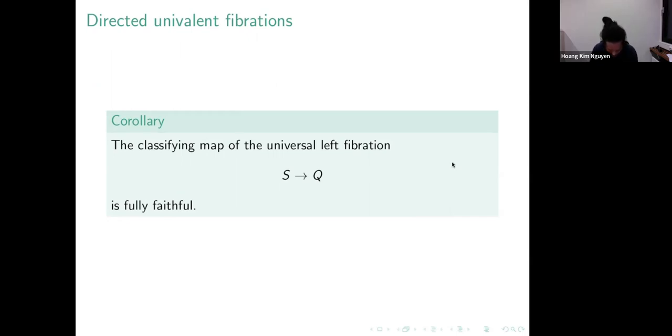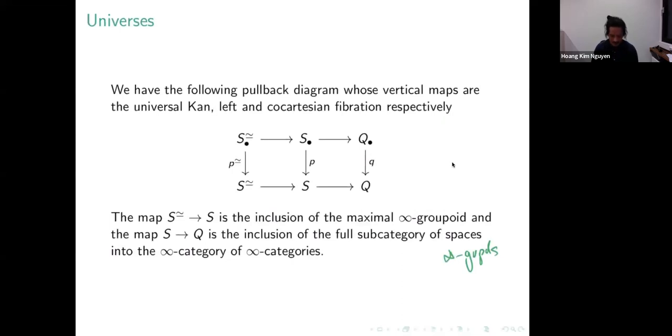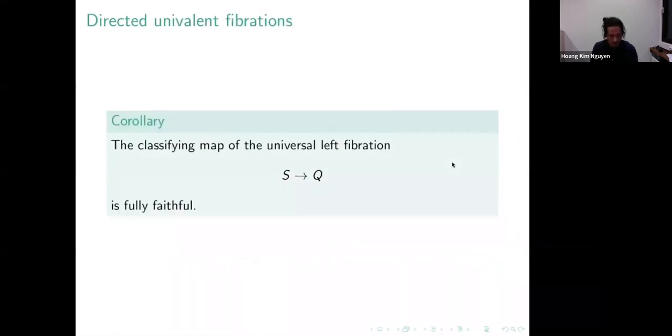But on the other hand, let's look back at this diagram. This is not directed univalent. So really we see something that we cannot express in homotopy type theory. Because the maximal inclusion of the maximal infinity groupoid is rarely fully faithful unless it's an infinity groupoid itself. So we have this nice characterization of directed univalent fibrations.